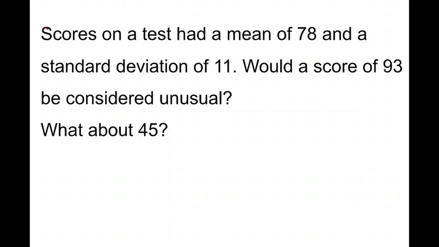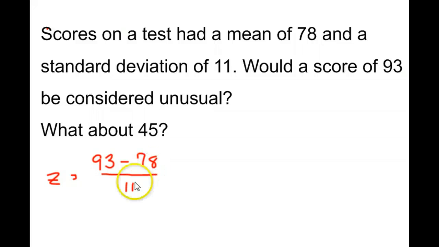Alright, so here for an example, test scores on a certain test had a mean of 78, a standard deviation of 11. So would a test score of 93 be considered unusual? What about 45? So basically what this is asking me to do is find the z-scores here. So if I take the z-score for the first one, 93, that's x minus the mean of 78, and I divide by the standard deviation of 11.